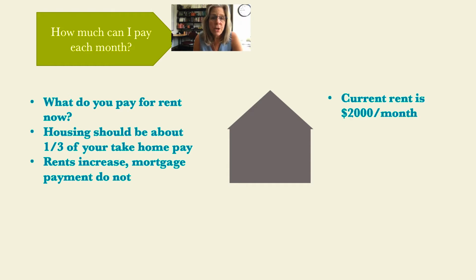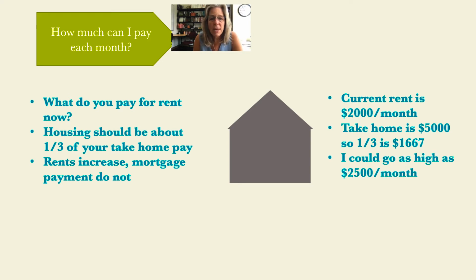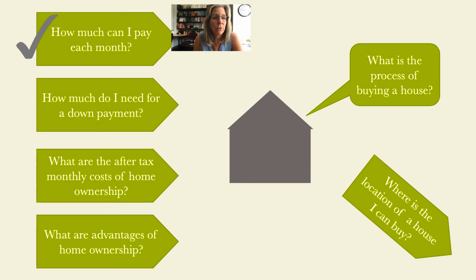So for me, my current rent is $2,000 a month. I take home about $5,000, so 1/3 of that is about $1,667. But I am thinking that because it's a fixed amount, that over time I'm going to be making more money, so I could go as high as $2,500. So you need to go through this calculation for yourself to figure things out. But I'm going to go with this amount when I look at all the other calculations we're going to do. So we sort of have an answer now to this question, how much can I pay each month?